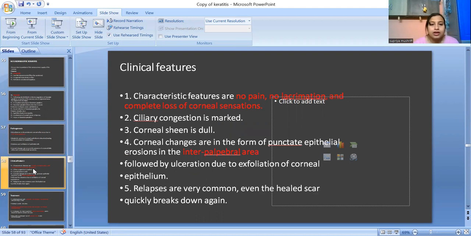Clinical features include characteristic features which are no pain, no lacrimation, and complete loss of corneal sensations. Ciliary congestion is marked. Corneal sheen is dull. Corneal changes are in the form of punctate epithelial erosion in the interpalpebral area, followed by ulceration due to exfoliation of the corneal epithelium. Relapses are very common, even the healed scar quickly breaks down again.